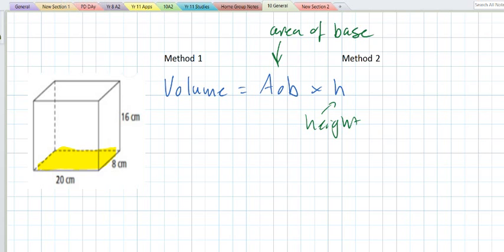Alright. Now, how do we find the area of that base? What's 8 times 20? Good. So it's a rectangle. We find the area of that shaded bit by saying 8 times 20. That's the area of the base. And then we multiply it by the height. What's the height? Demir, what's the height of that shape? 16. Excellent.